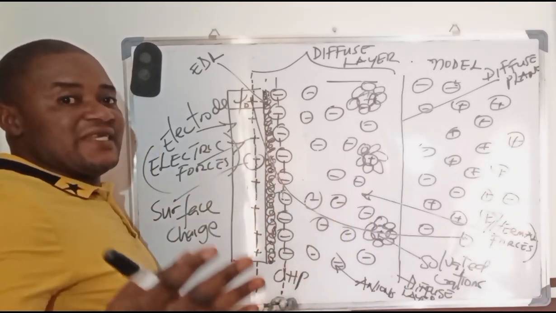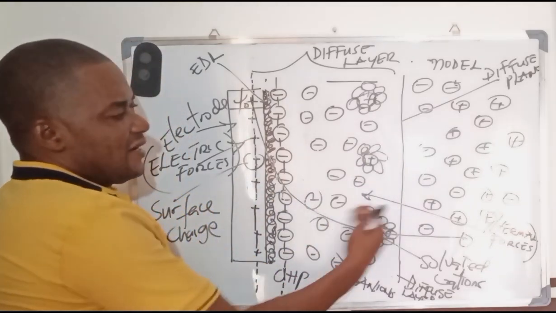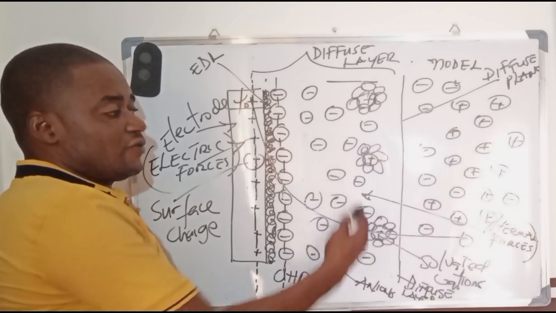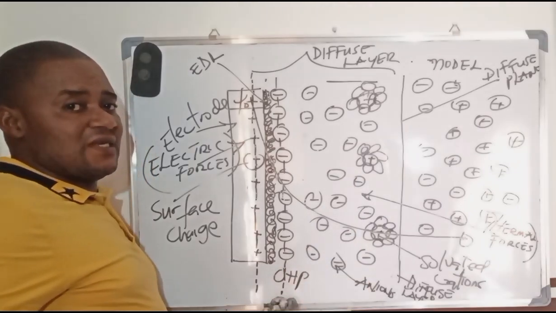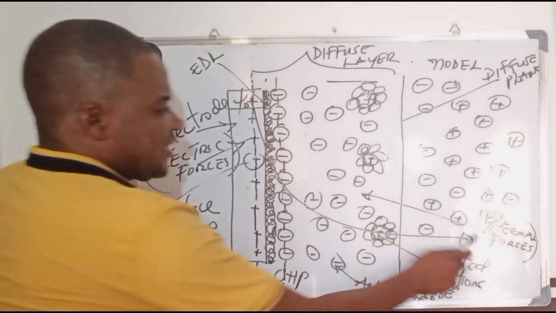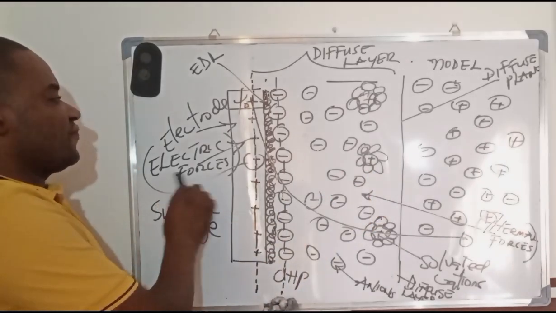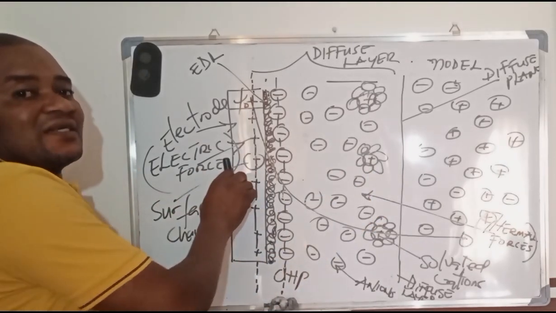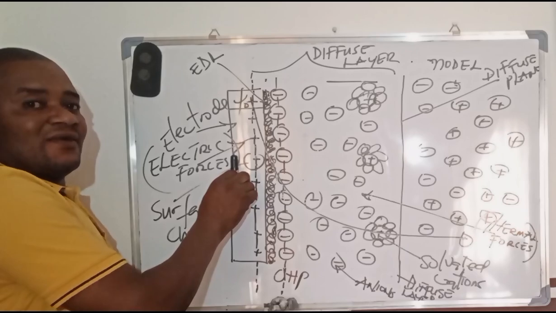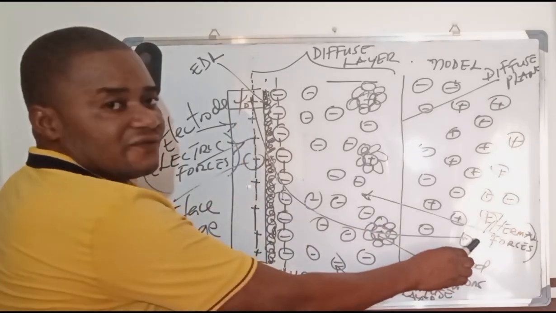So he does not really believe that these particular charges or these particular electrons are moving because of electrostatic forces. He said that there are thermal forces in the water, in the electrolyte, and there are electric forces here. The electric forces have a higher charge density than the thermal forces.